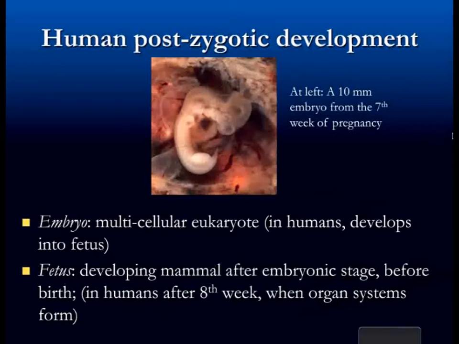So the organs become differentiated around this time. It doesn't happen all at once, but it happens over time. And once that happens, it's a fetus. You might have wondered, or if you ever thought about it, what the difference between embryo and fetus are. People use these words, we hear them all the time, this is what the difference is.